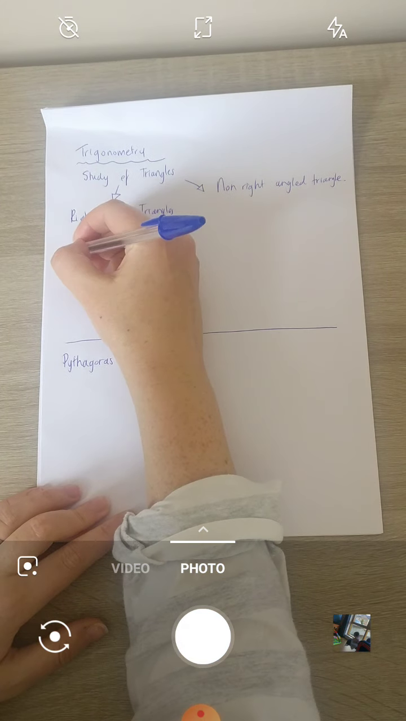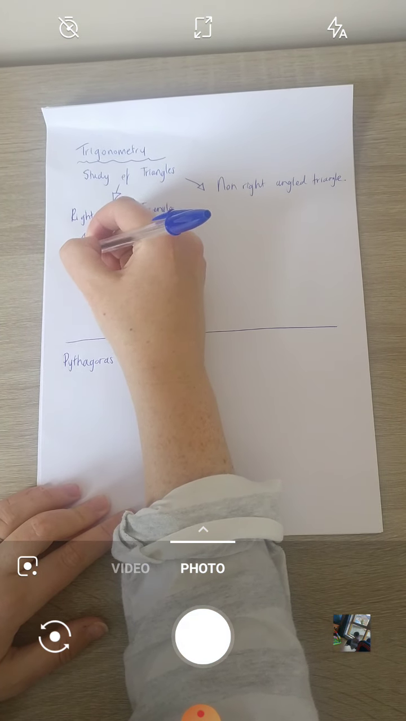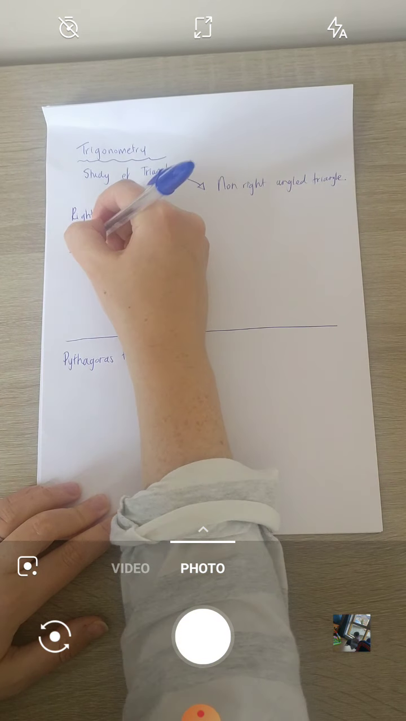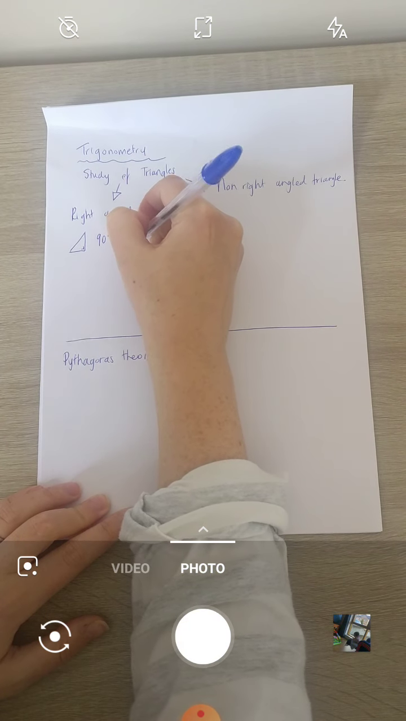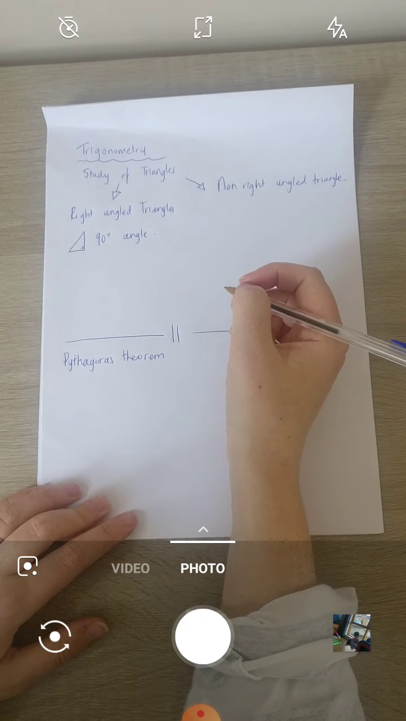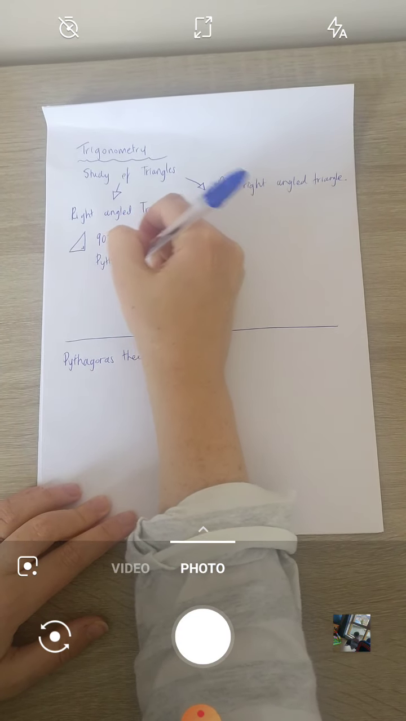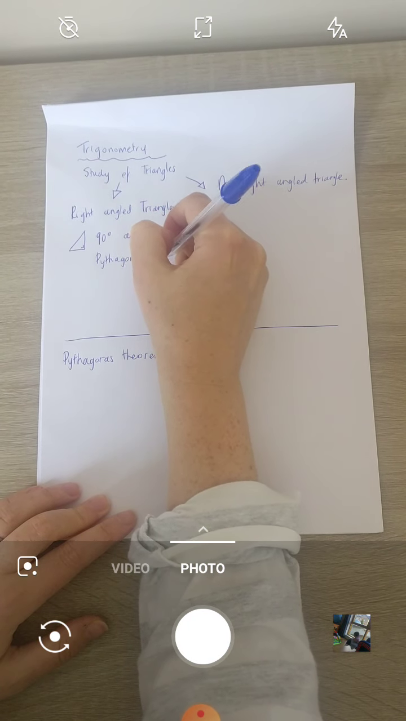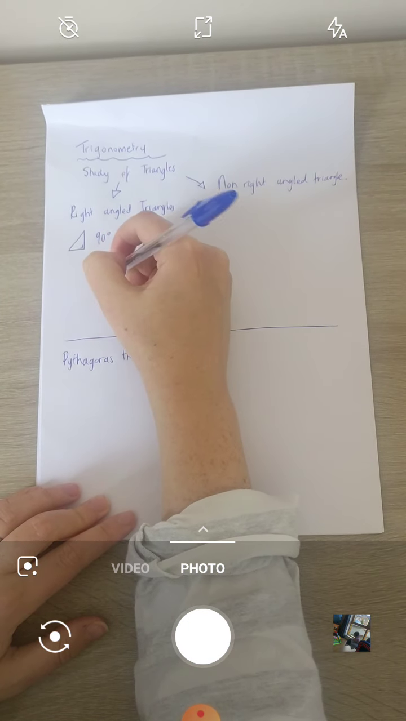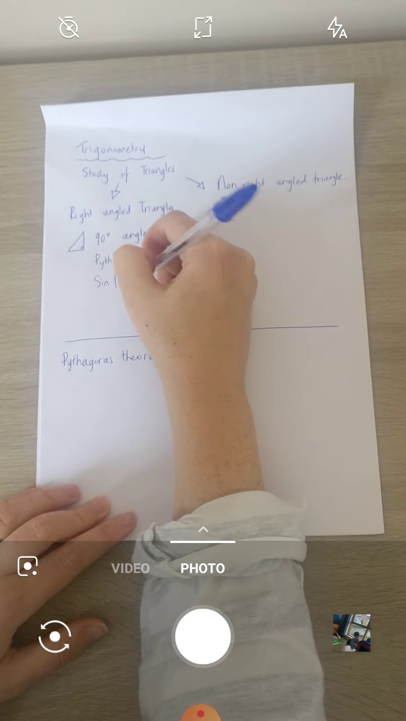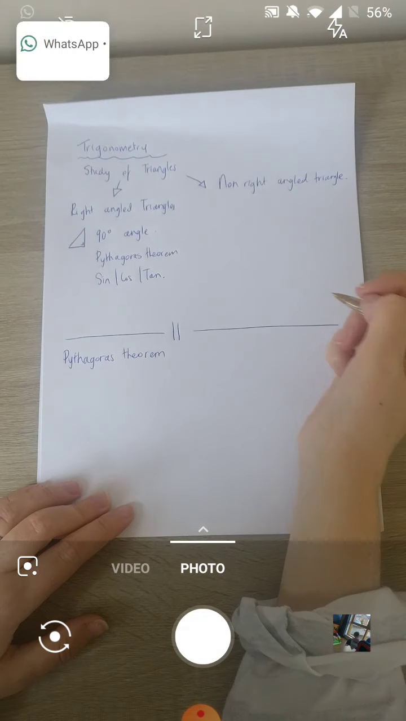So in our right angle triangle, obviously what you're looking for is our 90-degree angle. Okay, when we have a right angle triangle, we are using either Pythagoras theorem or we are using the trigonometric ratios sine, cos and tan.